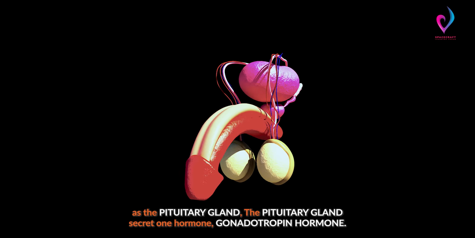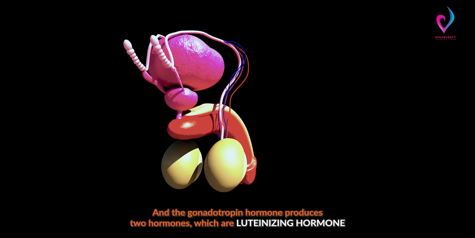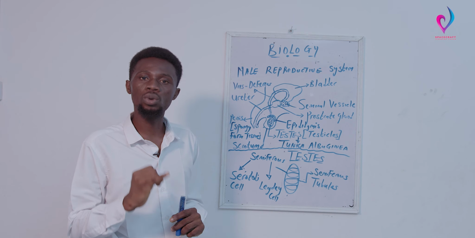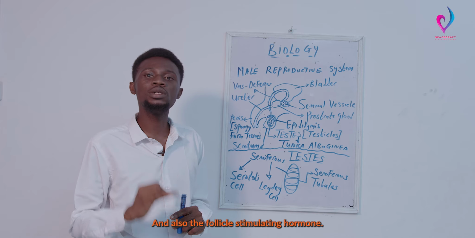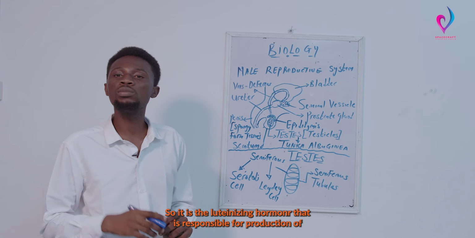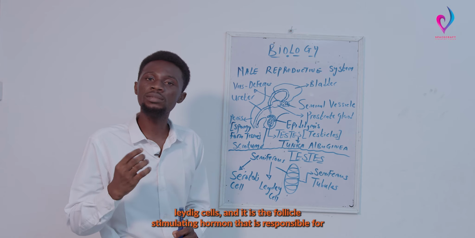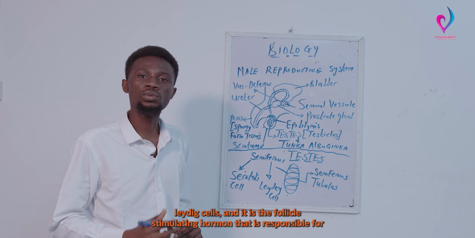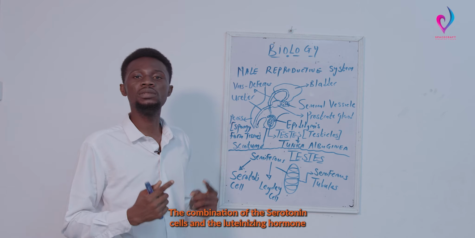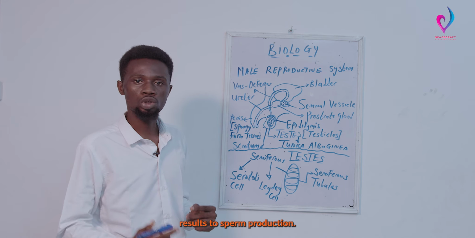The pituitary gland secretes one hormone, gonadotropin hormone, and the gonadotropin hormone produces two hormones, which are the luteinizing hormone and also the follicle stimulating hormone. So it is the luteinizing hormone that is responsible for the production of Leydig cells, and it is the follicle stimulating hormone that is responsible for the production of the Sertoli cells. The combination of the Sertoli cells and the luteinizing hormone results in sperm production.